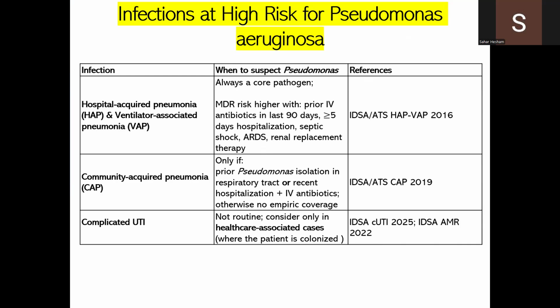For complicated urinary tract infection, we are not using routine anti-pseudomonal agents, except in healthcare-associated cases where Pseudomonas is being considered due to previous colonization of the patient. And this is according to the 2025 IDSA guidelines for complicated UTI.